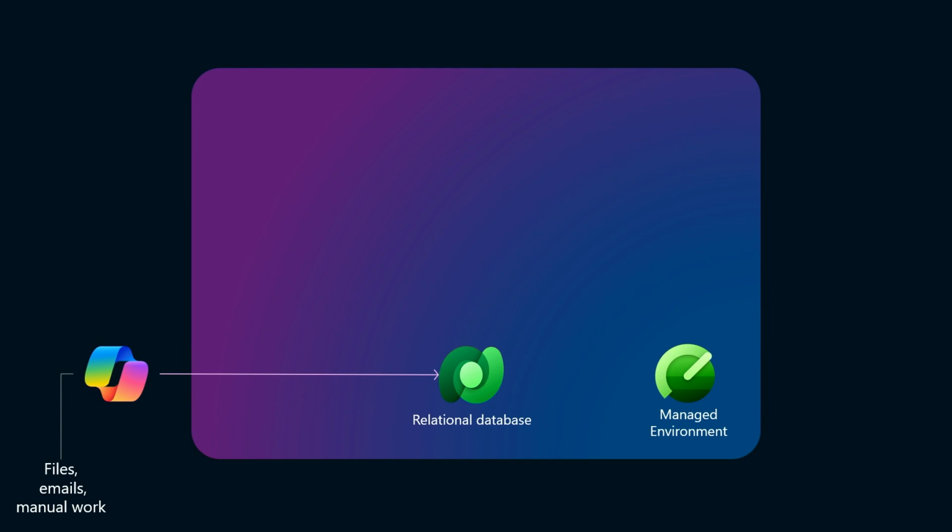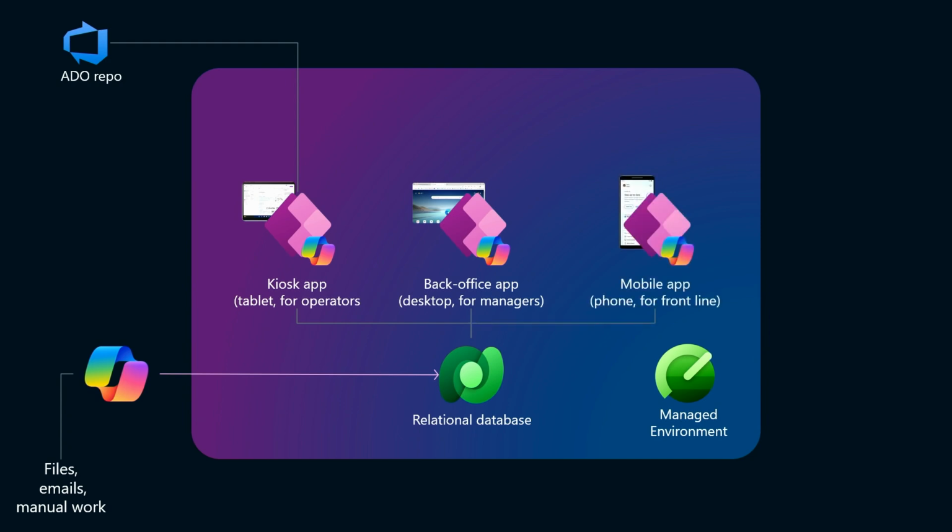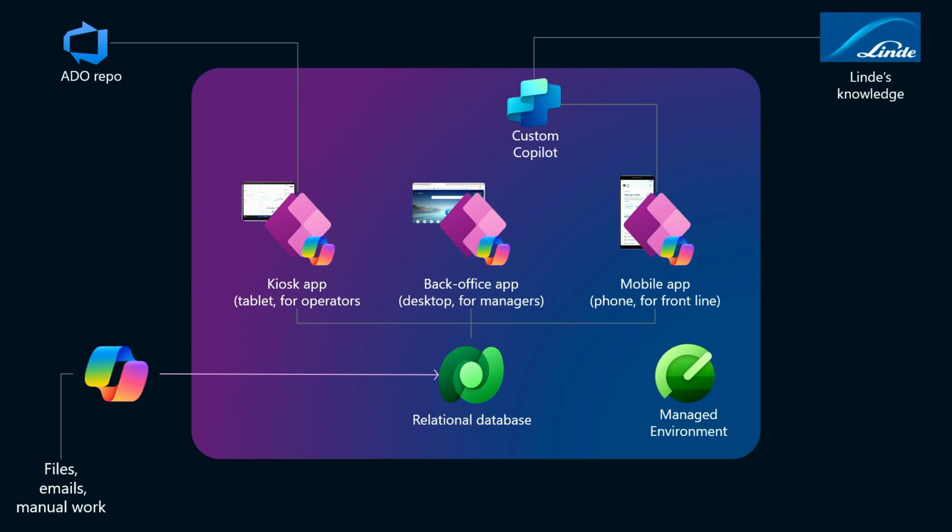And we will create the 3 apps. First, the kiosk app for operators in the plant, which we will check into the ADO. Then the back office app for desktop, for the managers of the plant. And finally, the mobile app for frontline workers, which will have a custom Copilot, and we will roll out using Intune. So that's what we will do.